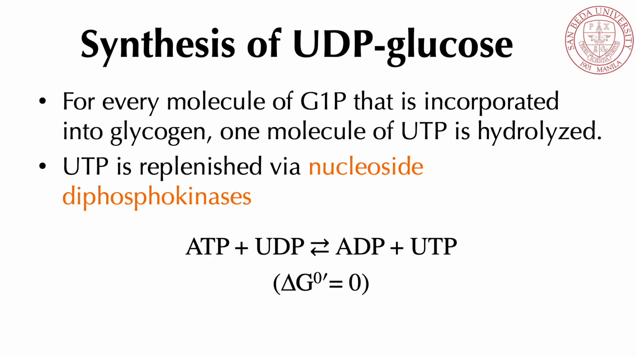Now here is the UTP replenishing reaction. Since it only involves passing around, so to say, of the phosphate bonds, the overall free energy change is 0.